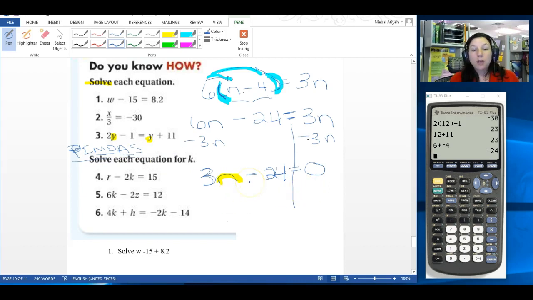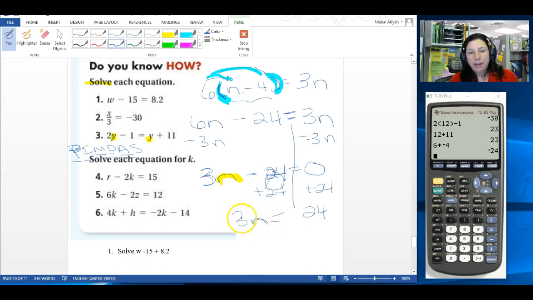But here we're trying to solve, remember I'm going backwards, so I want to undo the addition and subtraction before I undo the multiplication, division. So this is 3n minus 24. I'm going to add 24. This is going to be 0. And 0 plus 24 is 24.